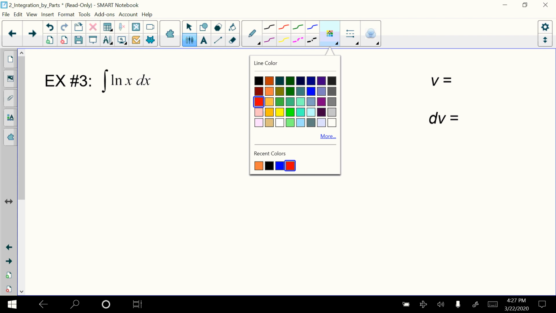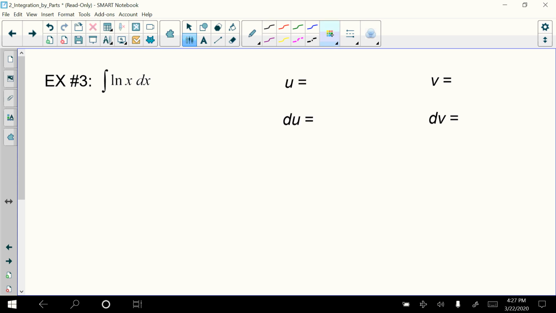Okay, let me pick a different color from what I was using before. Let's try and get this greenish color here. So remember, all of this is going to be equal to u times v minus the indefinite integral. Come on, pen. Oh, it is not wanting to cooperate here. All right, let's just erase the whole thing. u times v minus the indefinite integral of u prime v dx.